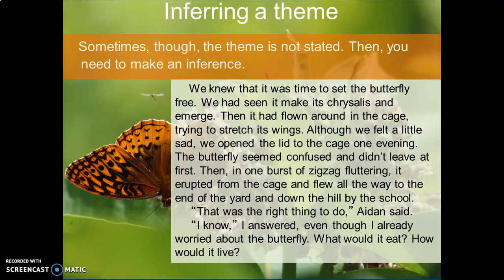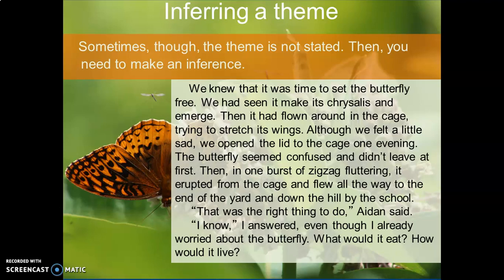However, as you well know, theme is not always stated. In fact, more often than not, we find that it isn't and that we have to infer a theme. So that means we have to make an inference. Remember, an inference is an educated guess using the information we have.